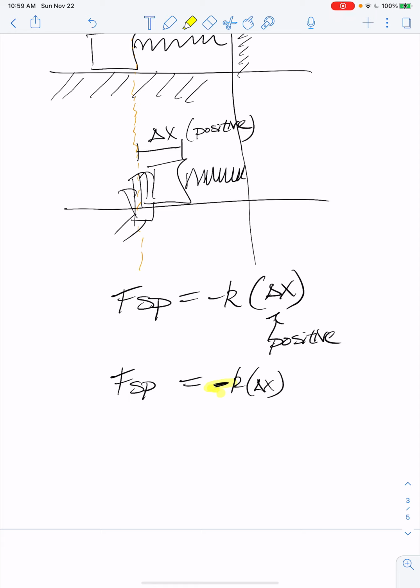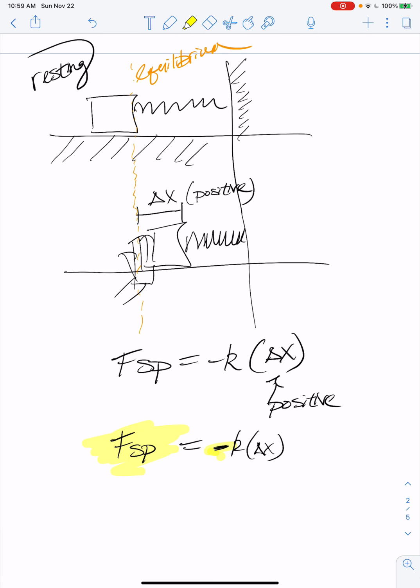So negative sign, force spring is negative, right? Because delta x is positive, force spring points to the left. And what that's saying is that the force on the mass, right, from the spring is going to be to the left. Because remember, the force of the spring wants to always point towards equilibrium, and the mass is to the right of equilibrium, so the force spring wants to point back to the left.